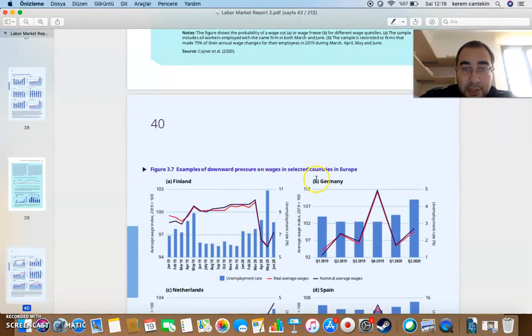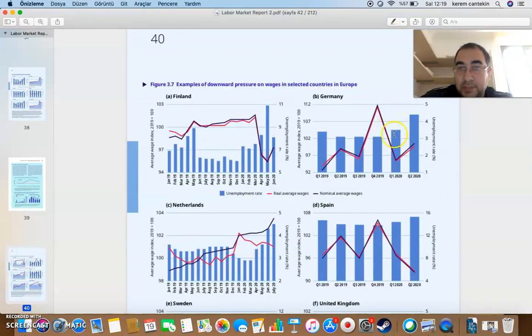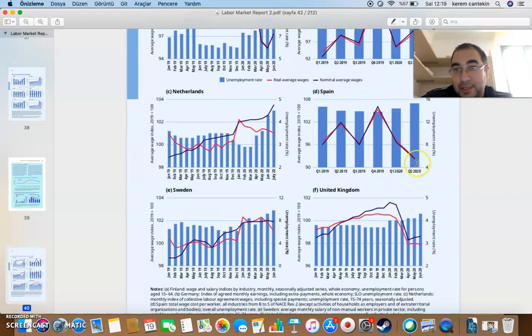Here is the downward pressure created after March 2020. This is Finland. This is Germany. In Germany, both unemployment rate and wage are shown. Unemployment rate is the columns. So it increases in May 2020, although it decreased back in June. Those are countries which took some precautions. So, for example, the unemployment increase has been relatively limited. The wage decrease has been drastic, but it has somewhat recovered. Spain, you can see a drastic decrease, although unemployment did not pick up that much.